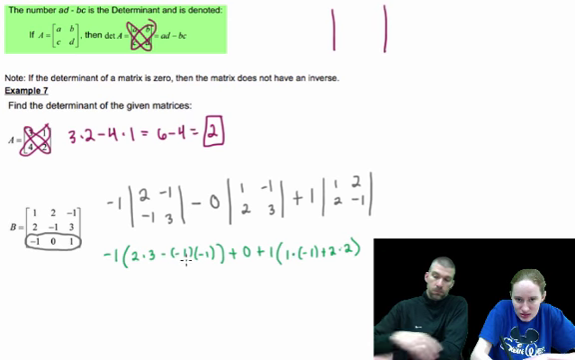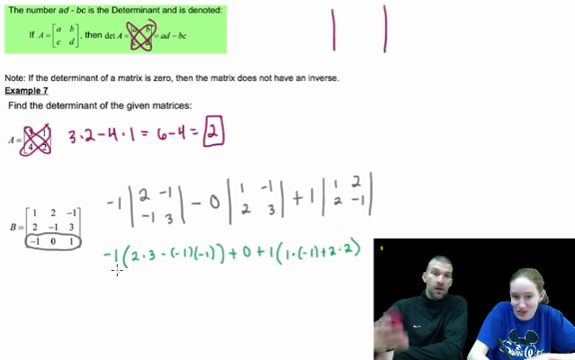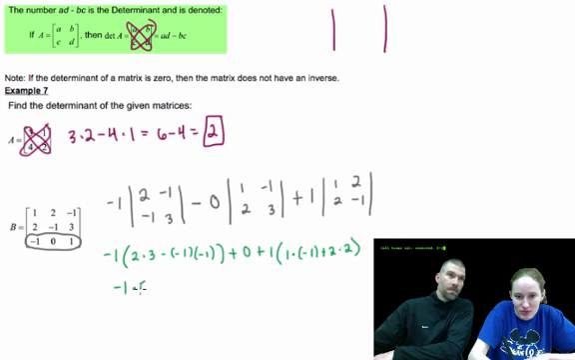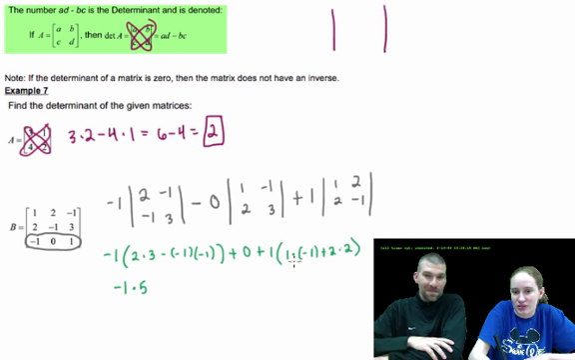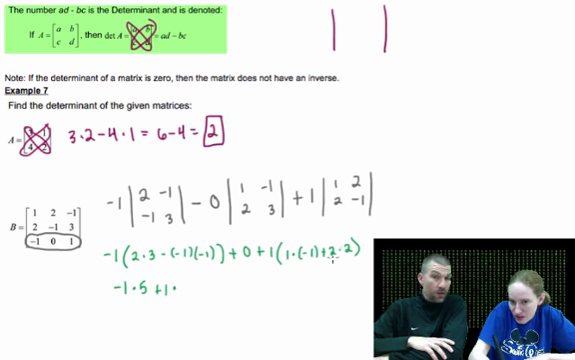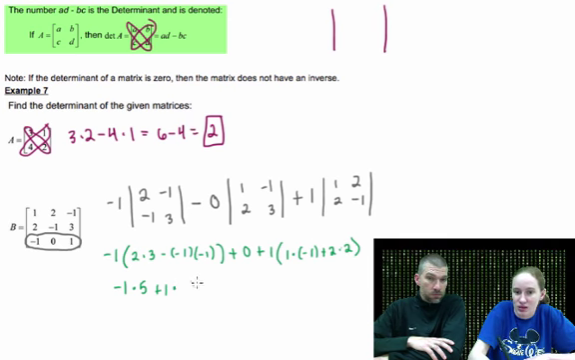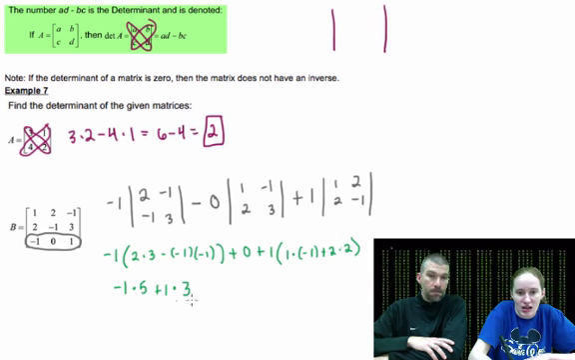So 6 minus 1 is 5. This is 1 times -1, -1 plus 4, which is 3. So that gives us -5 plus 3, which is -2.